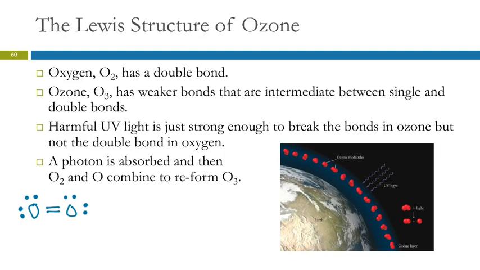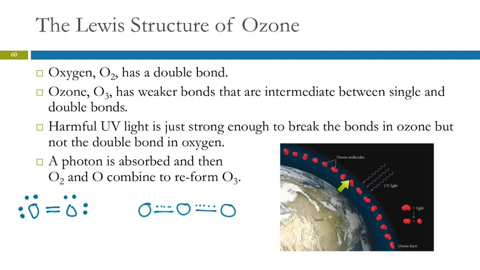Ozone has resonance, and one way we can represent that is by doing a 1.5 bond here. We can't really show lone pairs that way. But these bonds, it was a double and a single, and so it's actually an average of those two. These bonds are intermediate between single and double bonds. They're going to be weaker than double bonds, stronger than single bonds.